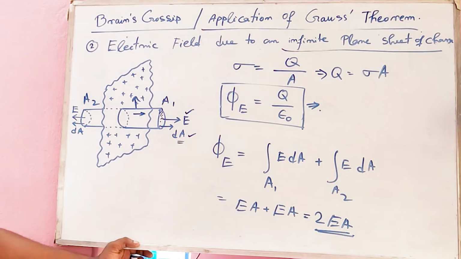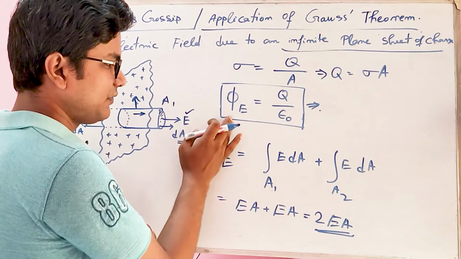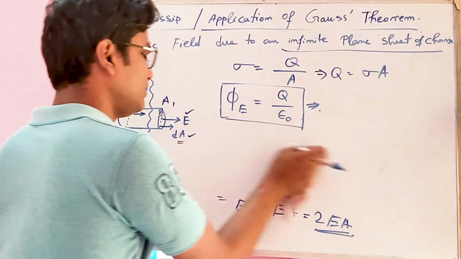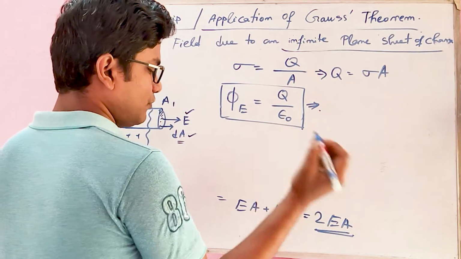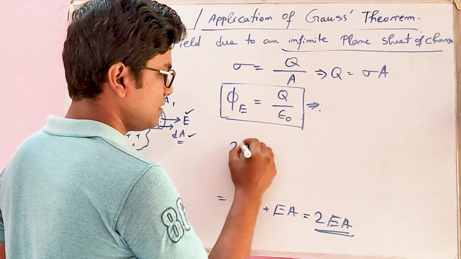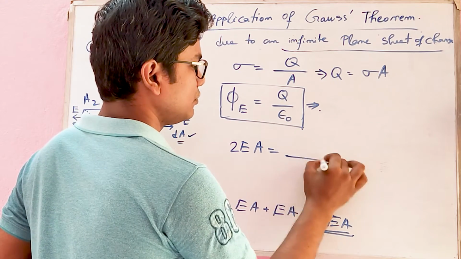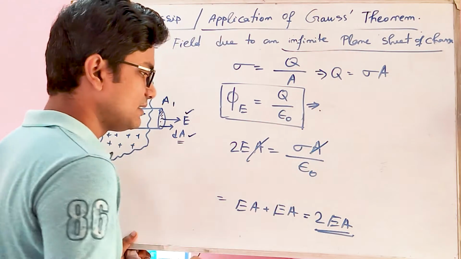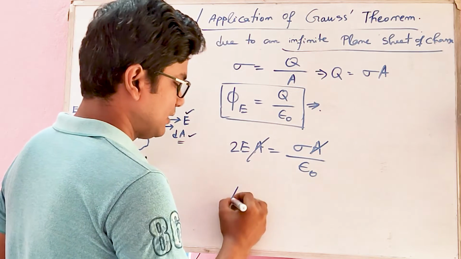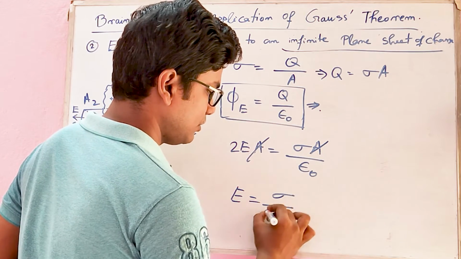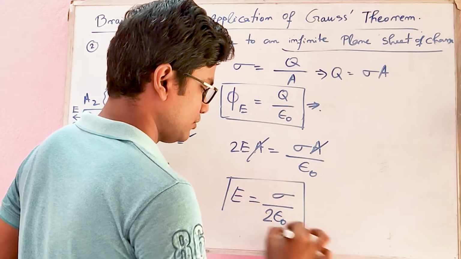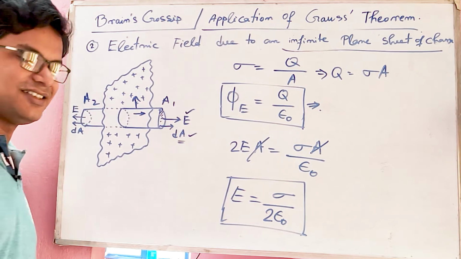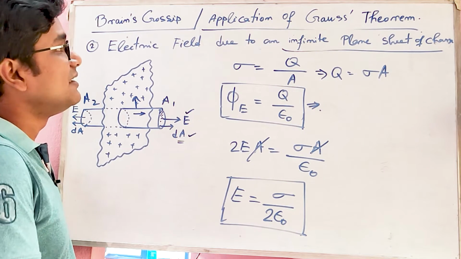Okay, now let us just quickly put all this together. Phi E, we have got this, and Q equals sigma A. So let us just quickly write all this. What we can get is twice EA equals sigma A by epsilon naught. A cancels on both sides and we conclude that E equals sigma by twice epsilon naught. So this is what we get for an infinite plane sheet of charge. So I hope you have understood the second part.